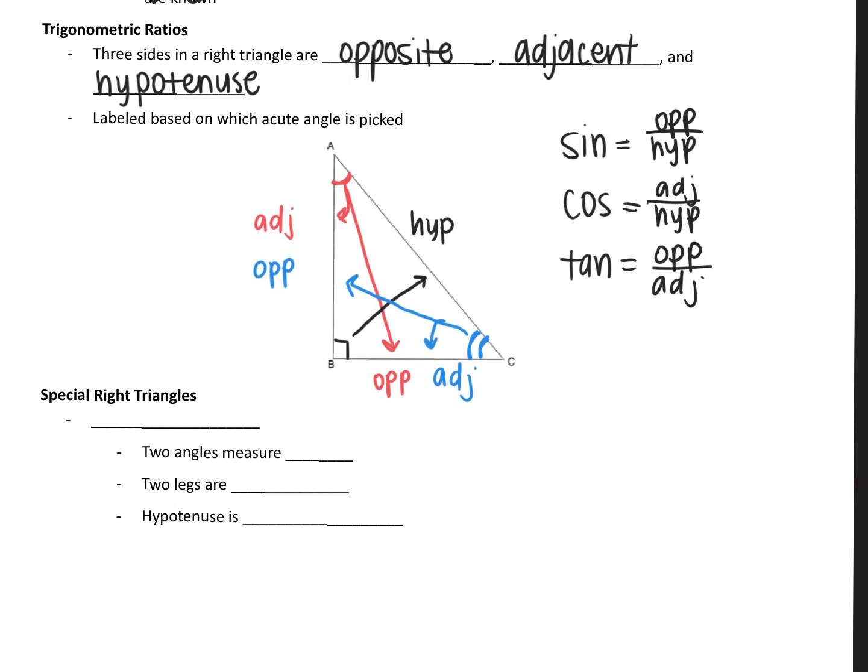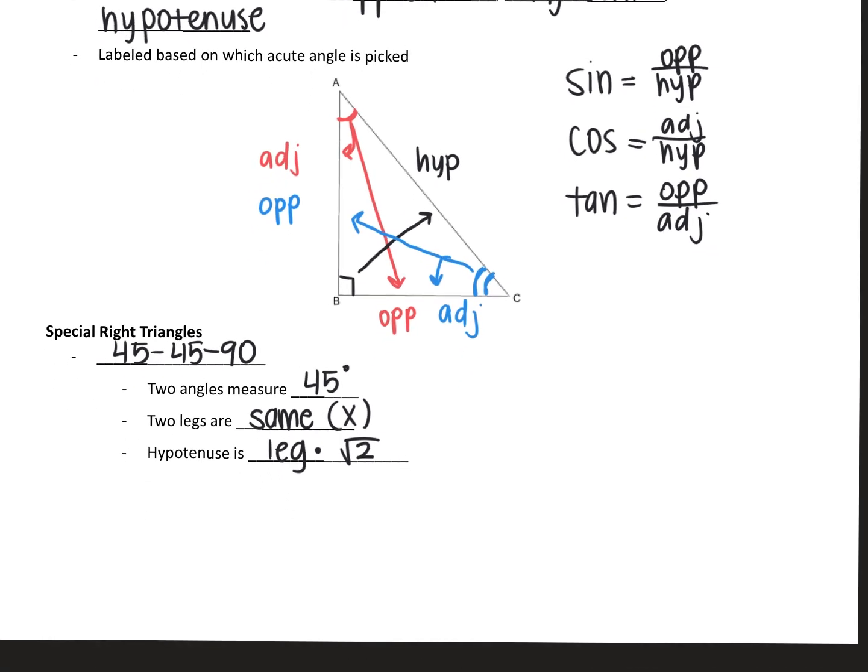Within right triangles, there are two types of special right triangles. The first one is a 45, 45, 90. Now that describes the three angle measures. So two of the angle measures, the ones other than the 90-degree angle, measure 45 degrees. The two legs are the same, which we always denote with our variable x. And then the hypotenuse is the length of a leg times the square root of 2. So I should say in a right triangle, generally speaking, the sides that are not the hypotenuse are called legs.